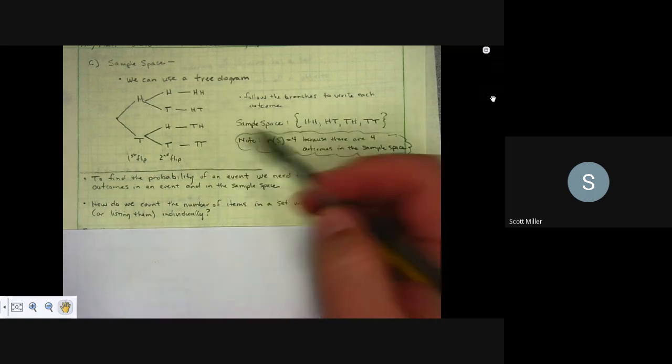So to find the probability of an event, we need to know the number of outcomes in an event and in the sample space. Okay? You saw up here we were able to find the number of items in a sample space. That was fairly easy. So how do we count the number of items in a set without having to count them individually like we did up here? We listed them all. We counted them individually. There are 4 of them. So we're going to learn how to do this.